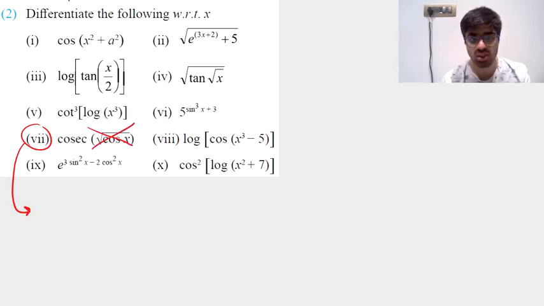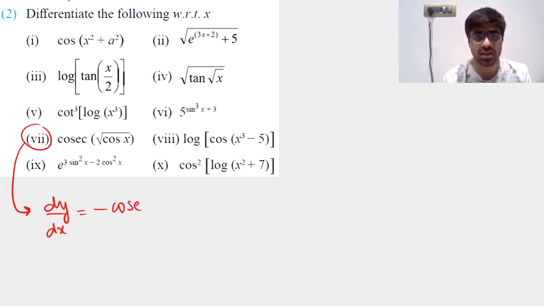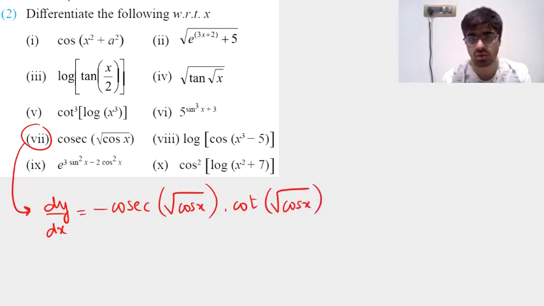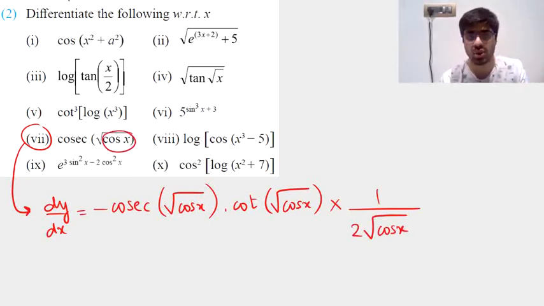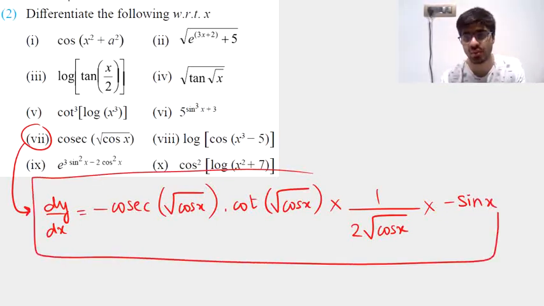So consider it as cosec x, and the derivative is minus cosec x cot x, that is minus cosec root cos x into cot of root cos x. Multiply it further with the derivative of root cos x, because that is what we had in place of x. So the derivative of root cos x is like root x, so the derivative will be 1 upon 2 root cos x. Again, in place of x, what you had taken was cos x, so multiply with the derivative of cos x, which is minus sin x. And that's where you are finally done with your expression for dy by dx.